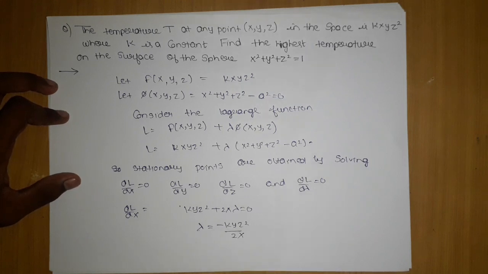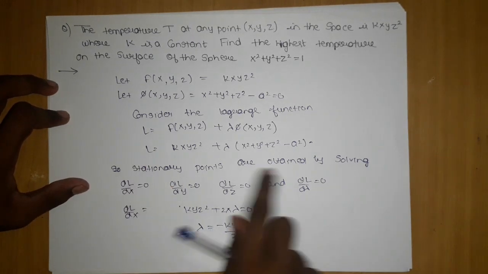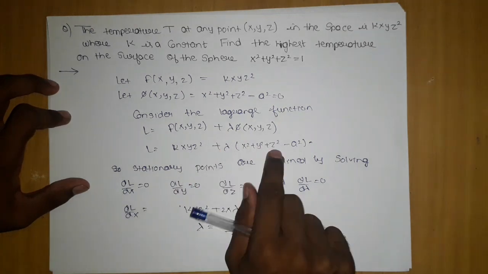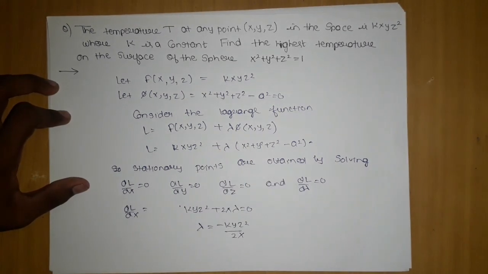Why am I not taking x here? If you observe clearly, when I differentiate z, it will be 2z here also, and z will be there here also, so z will become 0, which it should not become. To avoid that, we are going to solve it like this. So I got my lambda.